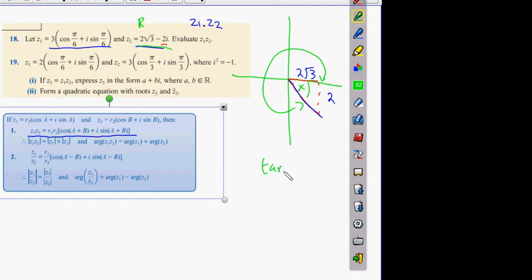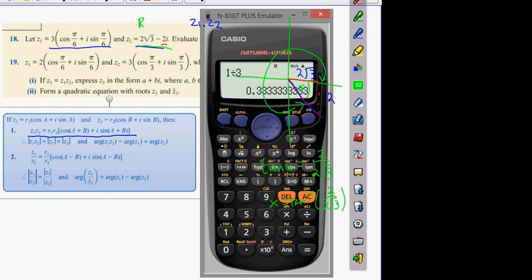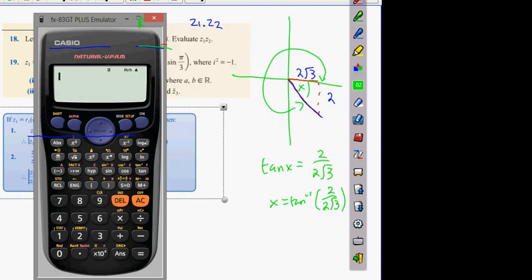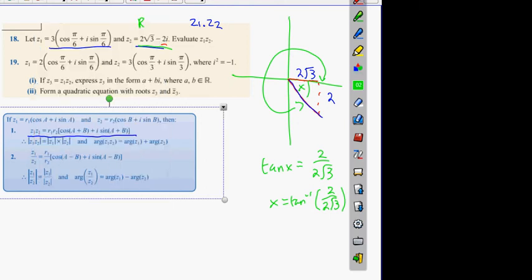Tan x is 2 over 2 root 3, so x equals tan inverse of 2 over 2 root 3. What do you get for that? I think it's either 30 or 60. I'll get it for you now: tan inverse of 2 divided by 2 root 3. I'm currently in radian mode, which is a problem, but it gives me pi over 6, and I know pi over 6 is 30 degrees. So the angle x there is 30 degrees.